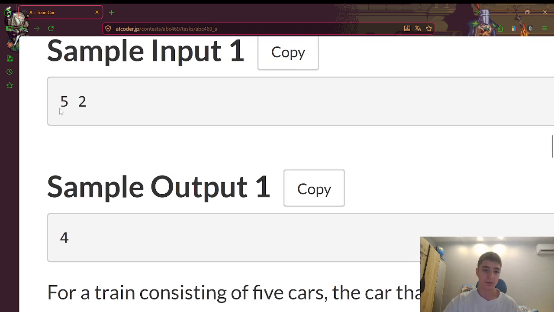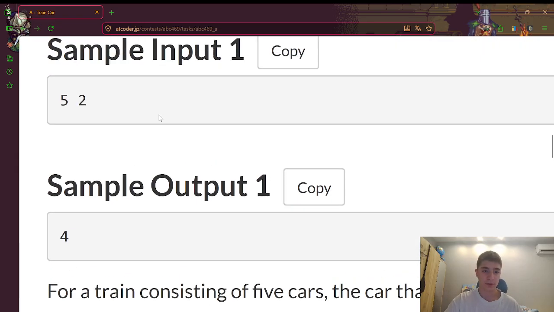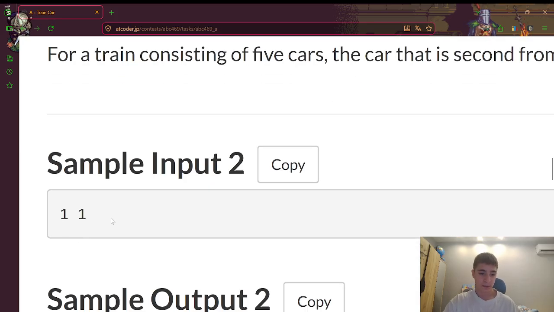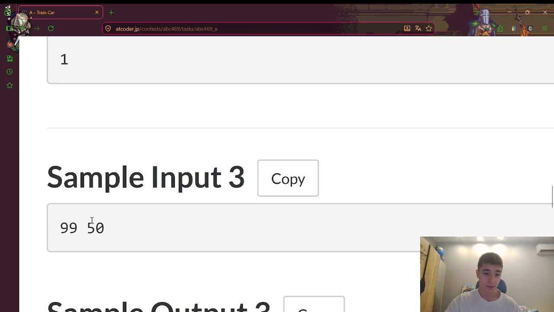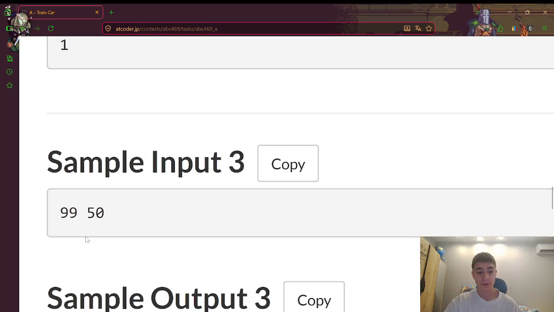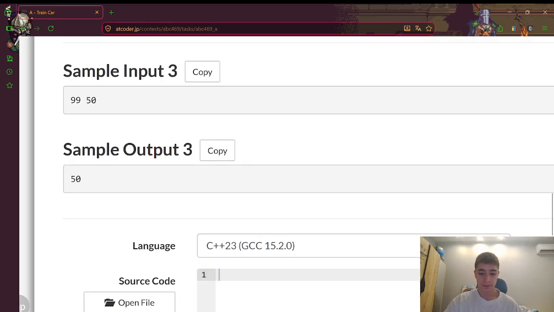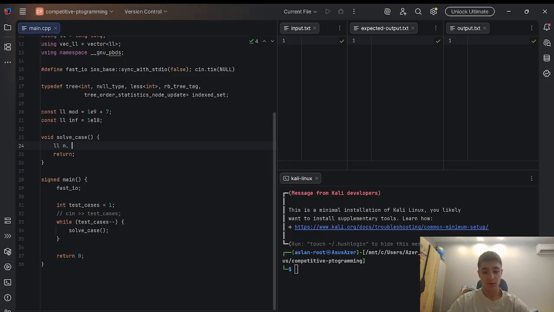So, if the train is 5 cars long and the car is 2nd from the front, then from the end it's 4. So that's n minus k plus 1. n minus k plus 1, we get 4. Yeah, okay, let's implement this. So n, k.